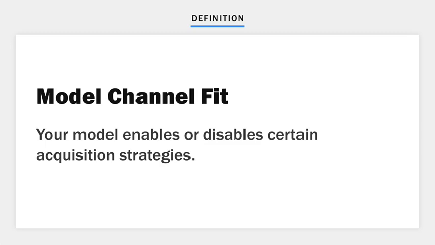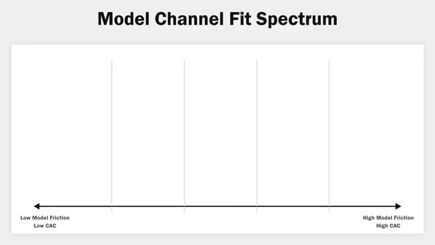To explain model channel fit, we can construct what we call the model channel fit spectrum. On the left-hand end of the spectrum, we have low model friction, where we need to align it with low-cost channels. And on the other end of the spectrum, we have high model friction, where we need to align it with high-cost channels. And that's because typically the higher cost the channel, the more influence it has on the user, and as a result, gets them over that model friction. But those two things need to be balanced and aligned.